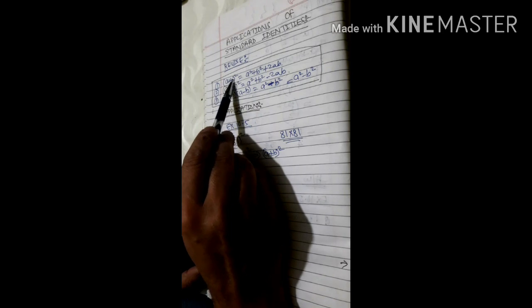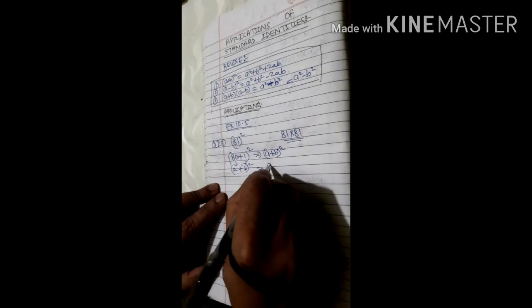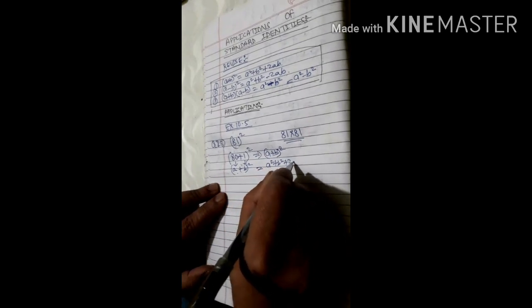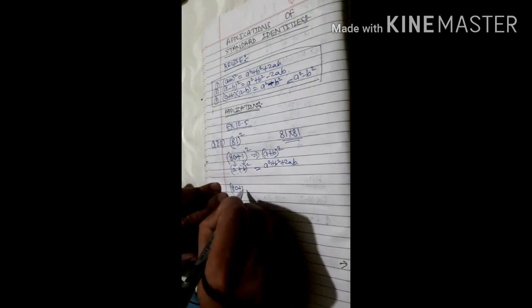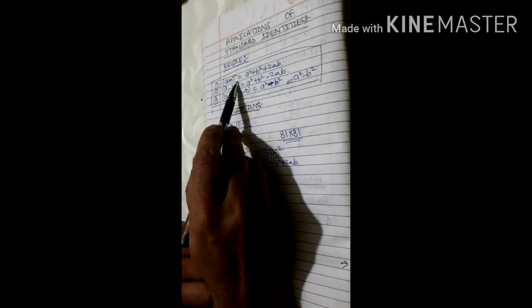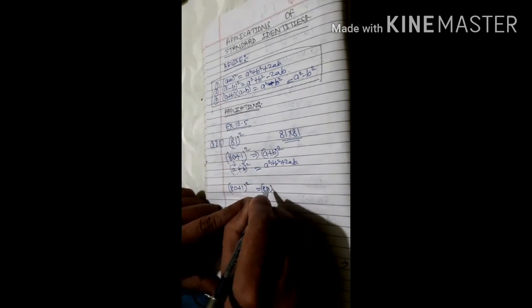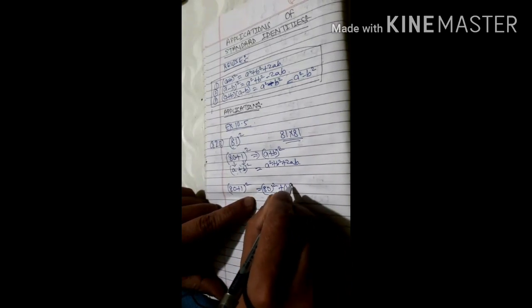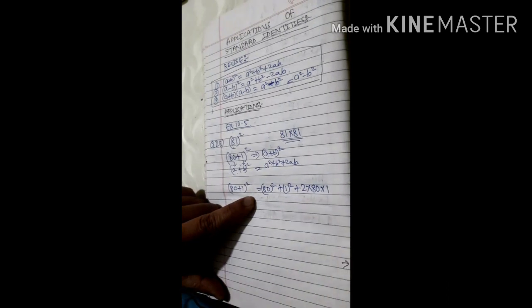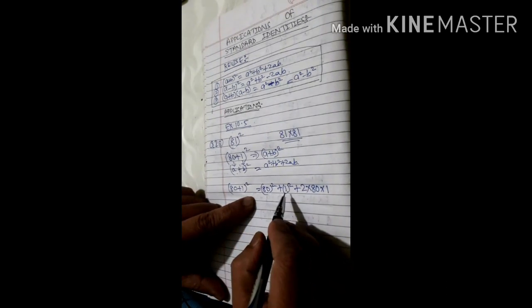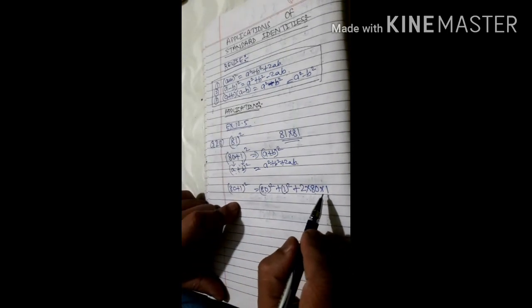The first one: (a plus b) whole square is equal to a square plus b square plus 2ab. So let us find the value of 81 whole square using the identity (a plus b) whole square. (80 plus 1) whole square is equal to a square plus b square plus 2 into a into b. Our a is 80 and b is 1.